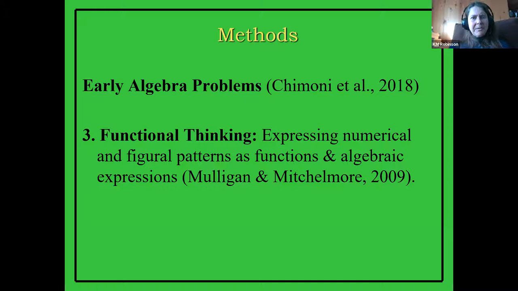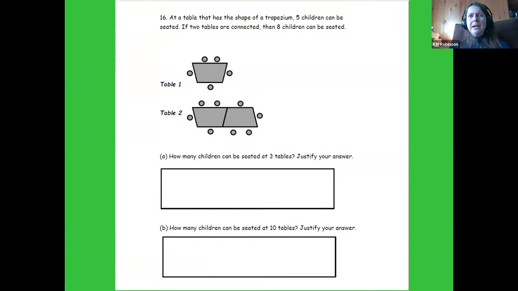And then the third type of algebra was functional thinking. This is expressing numerical and figural patterns as functions and algebraic expressions. The problem that we used was the following. The table was a trapezium. 5 children can be seated. If 2 tables are connected, then 8 children can be seated. The first part was: how many children can be seated at 3 tables? Justify your answer. And the second part is: how many children at 10 tables? Justify your answer. You can imagine that kids in grade 2 really struggled with this one. So I'm only going to focus on their response to the first part, part A.